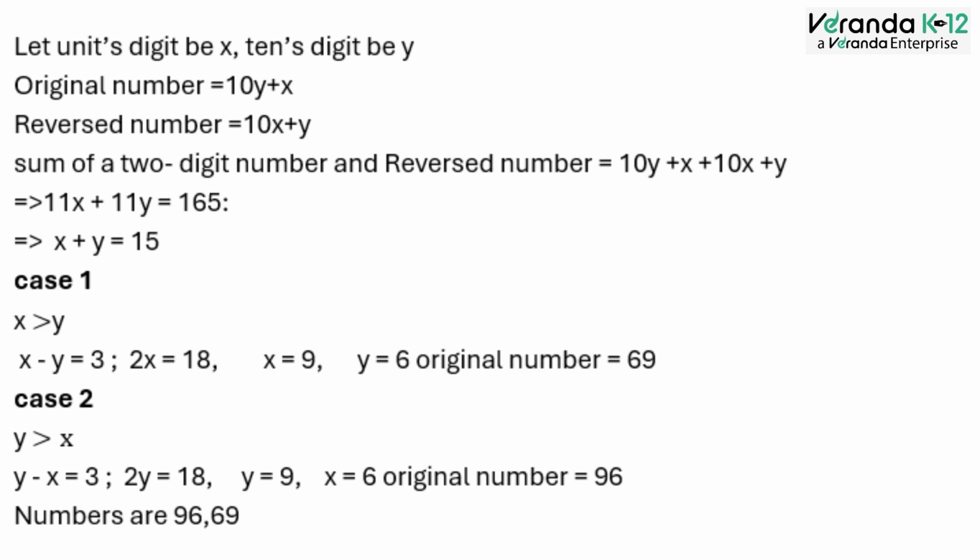Case 2, when y is greater than x, y minus x is equal to 3, 2y is equal to 18, y is equal to 9 and x equal to 6. The number will become 96. So the numbers are 96 and 69.